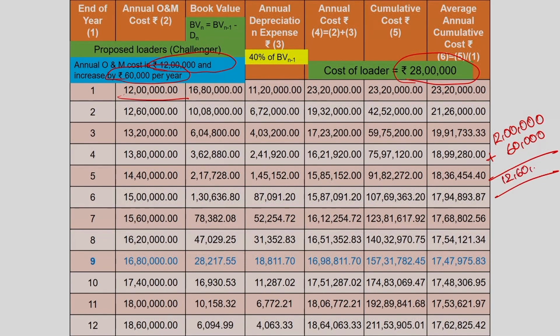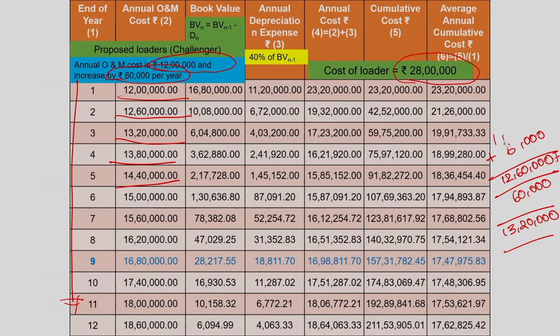So, it is 12 lakh 60,000 for the second year. So, again for the third year add 60,000, you will get 13 lakh 20,000. So, you keep adding 60,000 every year. Okay, you can see the operating cost is increasing with the duration. Now, the same way estimate the depreciation.